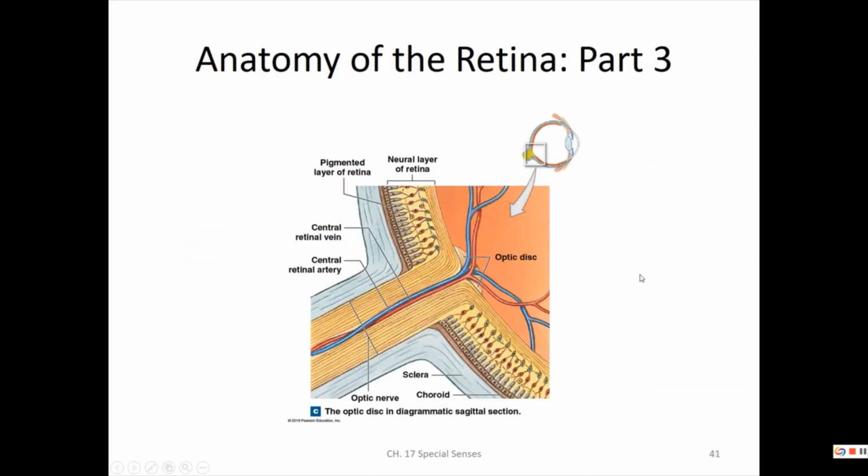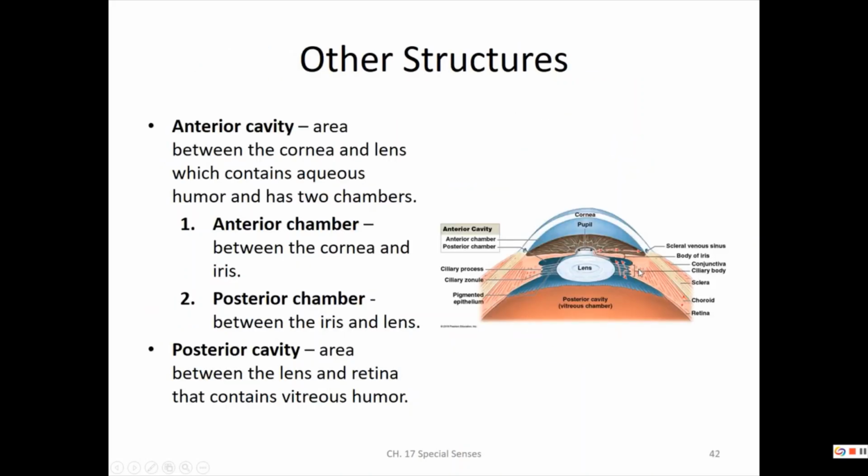And lastly, we're going to talk about the cavities, and then actually we are done. And I'm going to talk a little bit about your exam, a little bit more with the senses, and then we'll do the endocrine lab, and you guys will have your first lab exam stuff done.